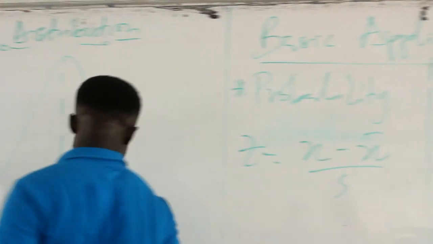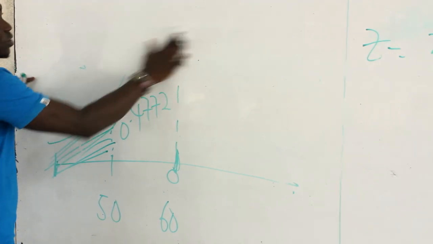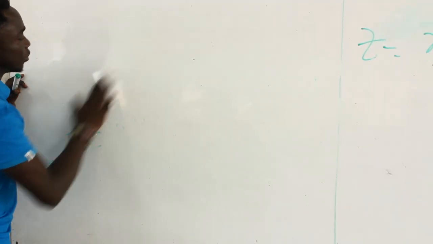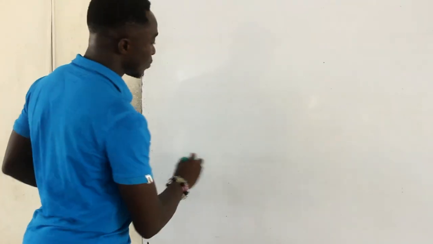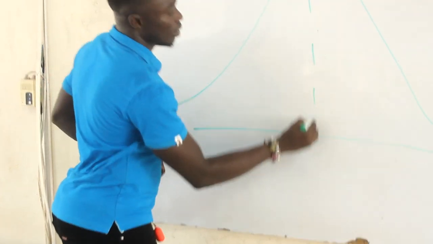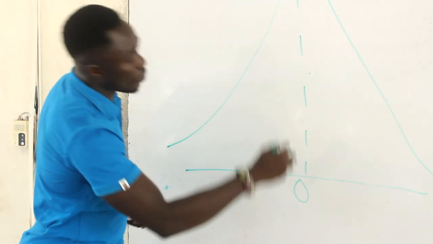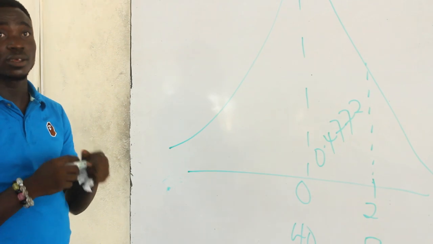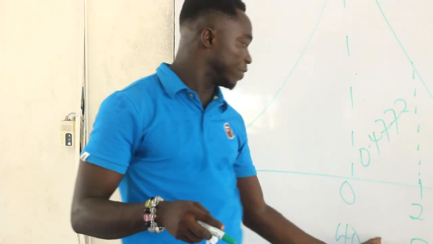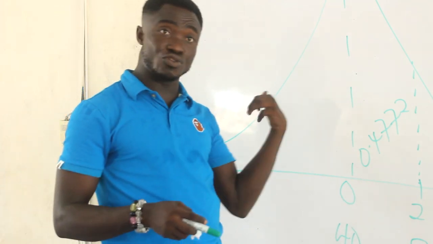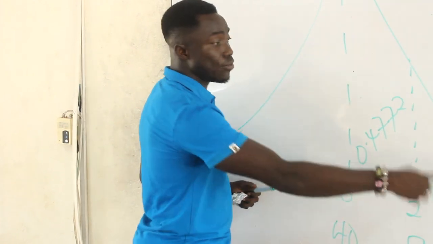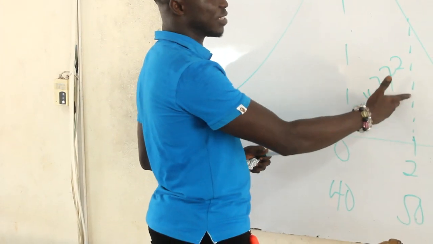So let's get our distribution. After the calculation, we still have the same answer. So let's draw our distribution to see how it goes. So this is our normal distribution curve. This is our 0. In the question, our mean is 40. So you realize that the mean is 40, but we place the score 50 above 40 because 50 is greater than 40. Now after calculating, we had 2. After reading the 2, we had 0.4772.